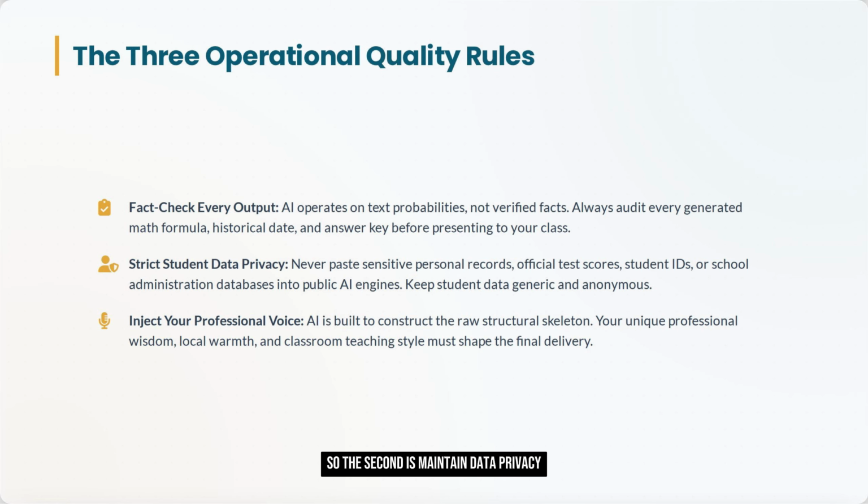key by yourself. The second is maintain data privacy. Never paste sensitive student records, personal report cards, or official government identifications into public AI tools. Always anonymize your descriptions by using generic labels like student A or student B, etc. So when generating this kind of feedback, you are going to use that kind of thing.